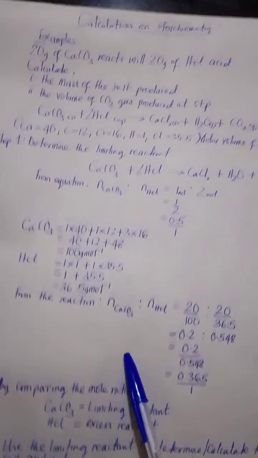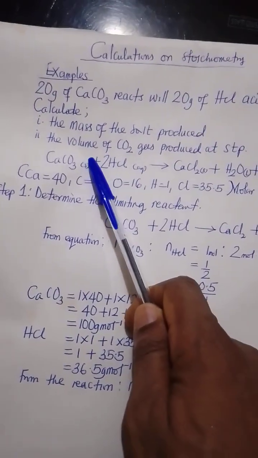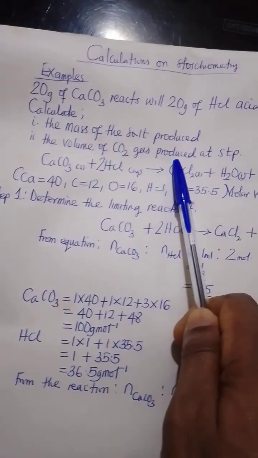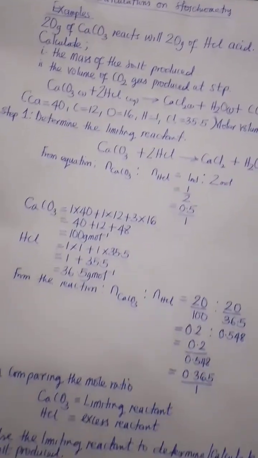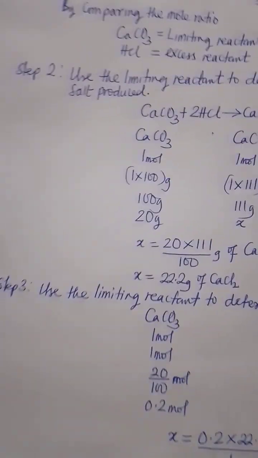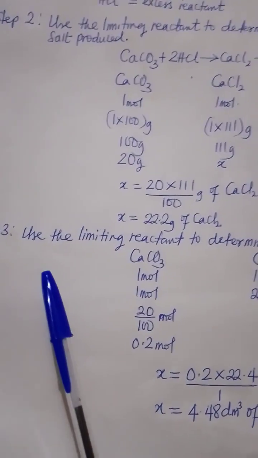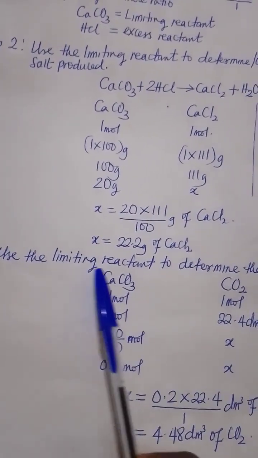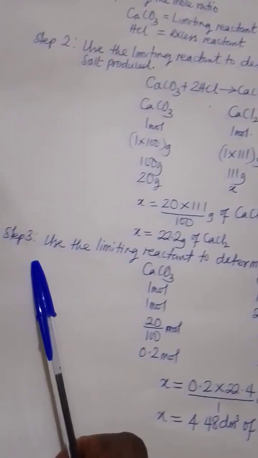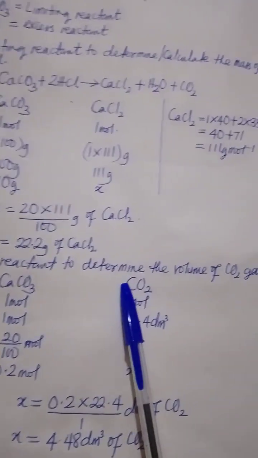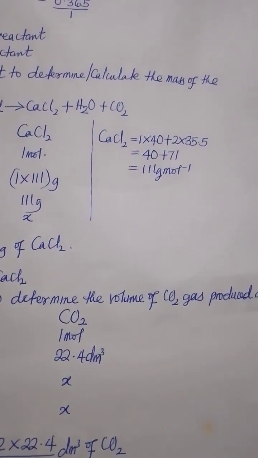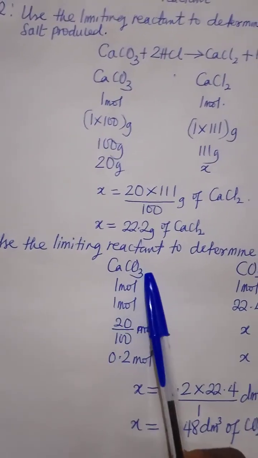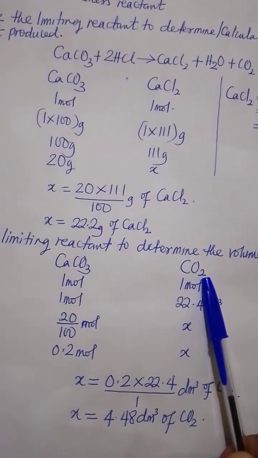Then we go to the second question. The second question says the volume of CO2 gas produced at STP. So how do we do that? We use the limiting reactant again. We use the limiting reactant to determine the volume of CO2 gas produced. So how do we do that? We get the limiting reactant. The limiting reactant is CaCO3 and the gas produced is CO2.